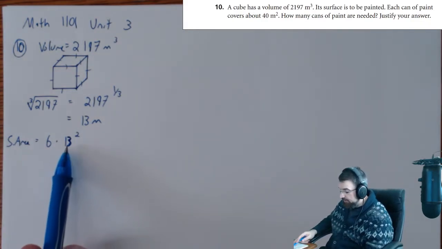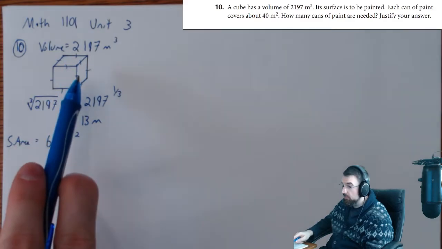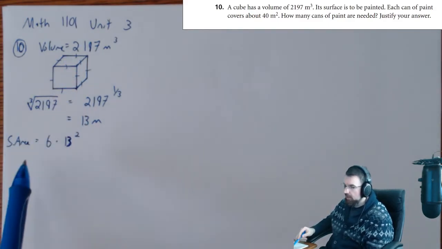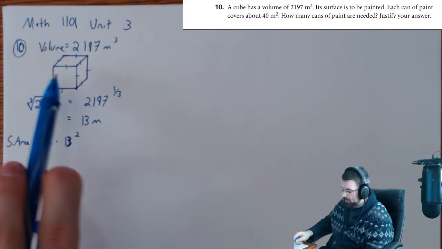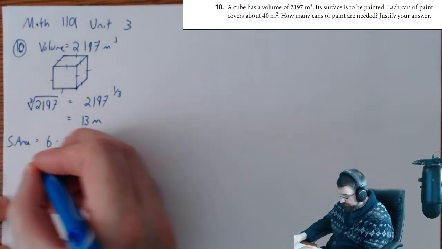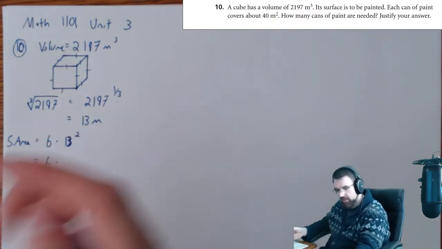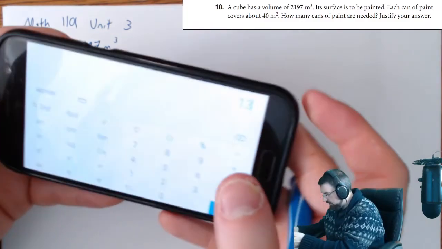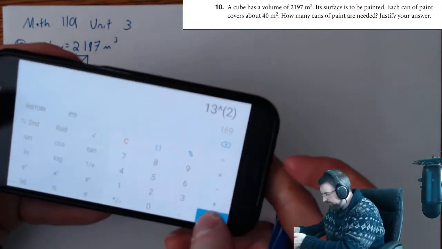Because each side length is 13, 13 squared is going to be the area of one face. And then that number, 169, times 6 is going to be the surface area of the total. So it's going to be 6 times, and like I said, 13 squared is 169. I'll do it on here as well just to show you.